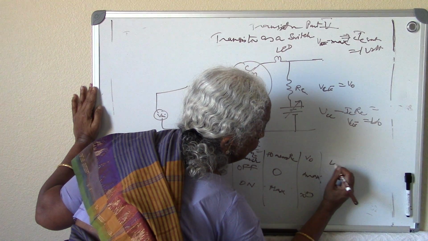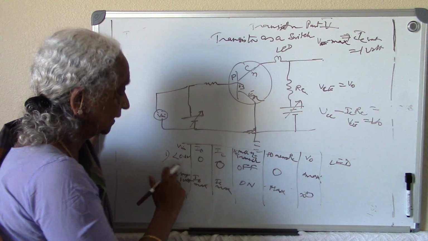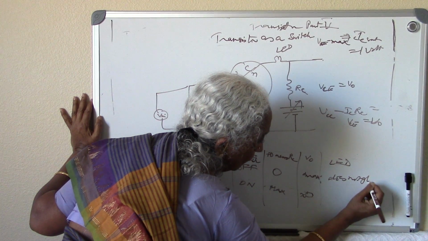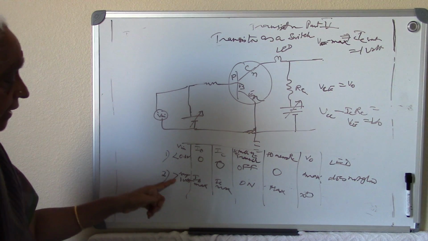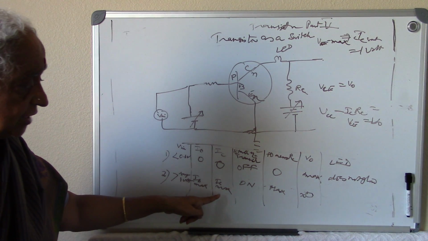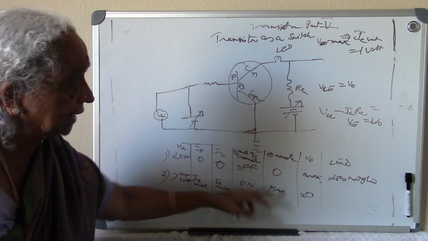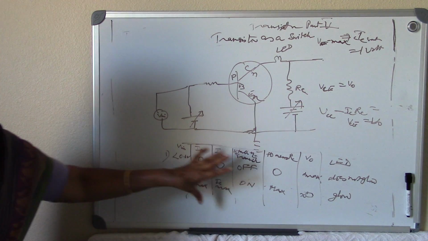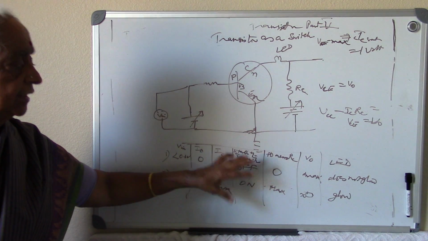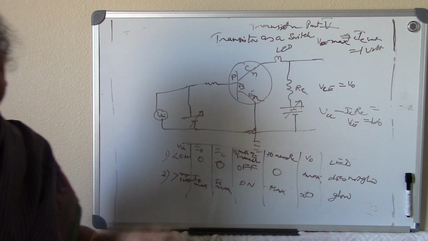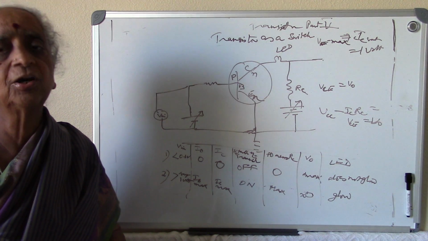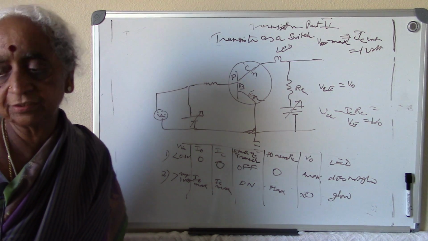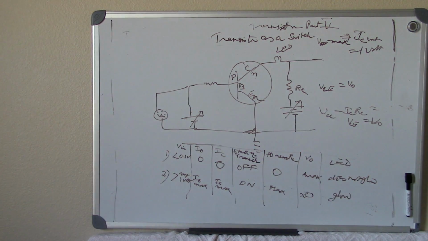And then what about the LED? In the first case, when VN is less than 0.6, the LED will not glow. And when it is greater than whatever is required for saturation, the transistor is in the on state, the output is 0, and the LED will glow. This is the comprehensive tabular column. If you know this, the examiner will realize you have understood the concept well, and you are sure of getting more than 90% of the marks allotted for that particular question.